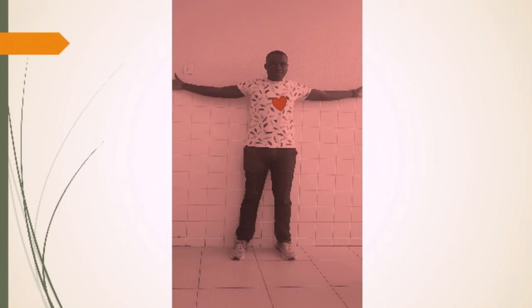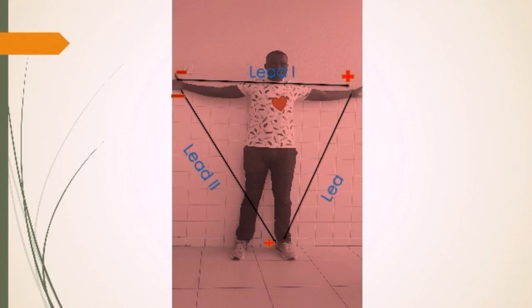Here is the heart. Then here is the vector for lead 1. Remember, it's one of the 3 bipolar limb leads. Lead 1 has a negative side, which is the right arm electrode, and the positive side is the left arm electrode. For lead 2, the right arm is negative as well, and the left foot is positive. For lead 3, the left arm is negative and the left foot is positive. It's very clear here. For both lead 2 and lead 3, the foot is positive.